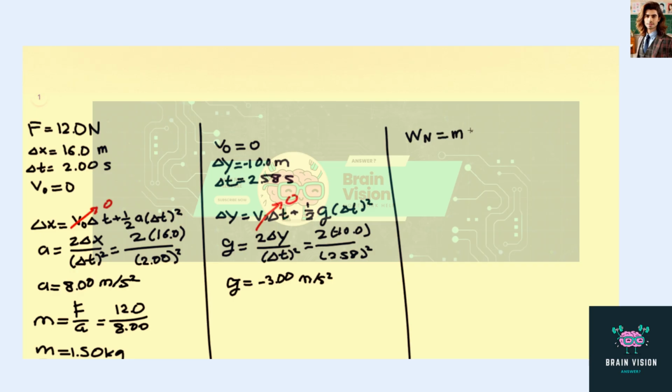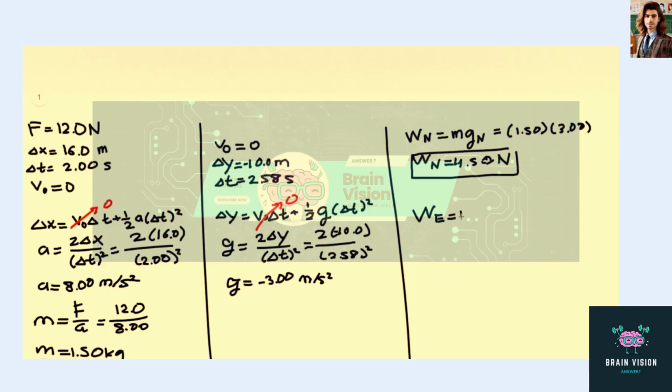We do that by multiplying the mass that we already found by the gravitational acceleration on Newtonia. Sorry for the off notation, but that's the same number that we just solved for, and that's the absolute value, and that's the 3. So the weight on Newtonia is 4.50 newtons. And then we do the same exercise, but this time for Earth.